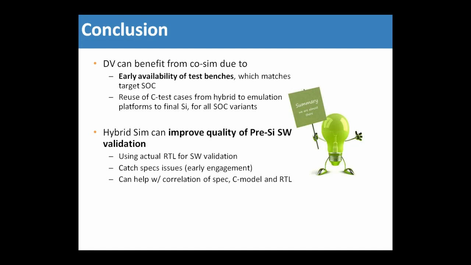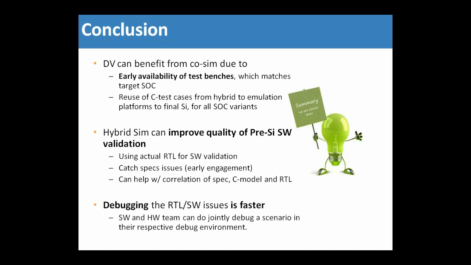It can also help improve the quality of the software in the pre-silicon stages, because we'll be running software on actual RTL rather than the C models. By virtue of that, we can improve the quality by catching the spec bugs early. And in case the C model as well as RTL is available, it becomes easy to correlate the spec, the C model and the RTL. Debugging of RTL versus software issues is also faster.